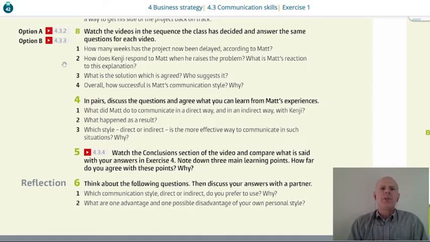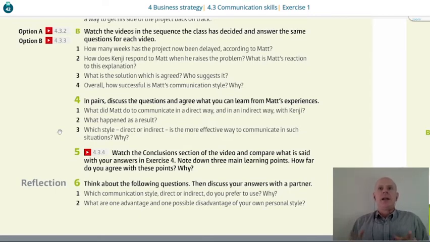Overall, how successful is Matt's communication style and why? I liked it very much because I could recognize some people here. And in pairs, discuss the questions and agree what you can learn from Matt's experience. What did Matt do to communicate in a direct way and in an indirect way with Kenji? What happened as a result in both situations? And which style, direct or indirect, is the more effective way to communicate in such situations, and why?